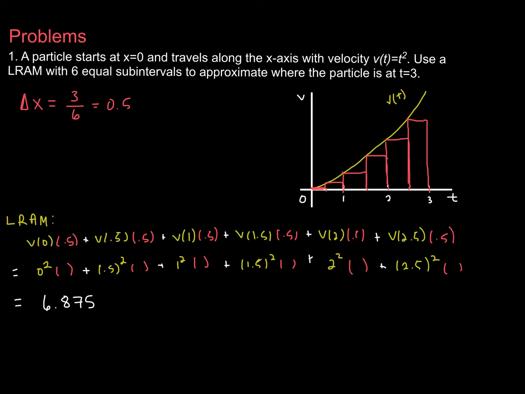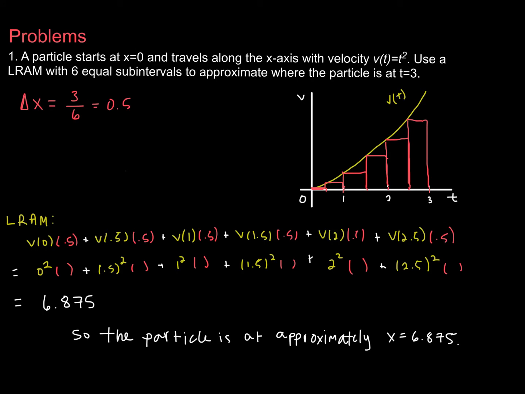Last thing before we move on is I want you to think about whether or not this approximation that we made is going to be less than or greater than the true position of the particle at t equals 3. And your hint here is to look at the visual that we've drawn.